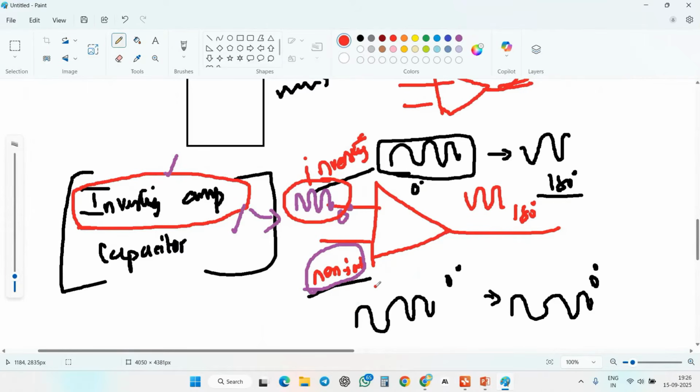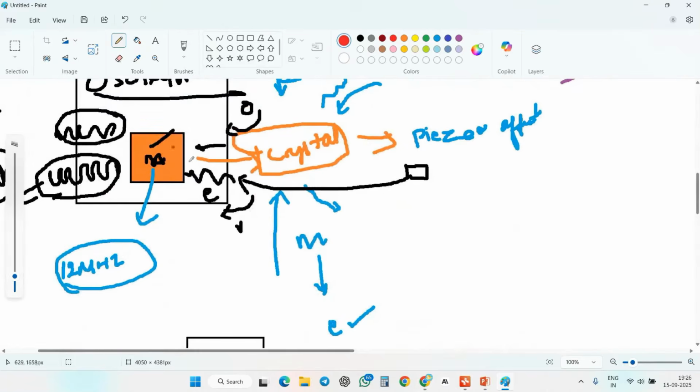Okay, just think about it, guys. If I directly give this 180-degree to my feedback, definitely it is not going to be accepted, because it acts as an amplifier. Your oscillator is going to completely act as an amplifier if I give this 180-degree phase shift.